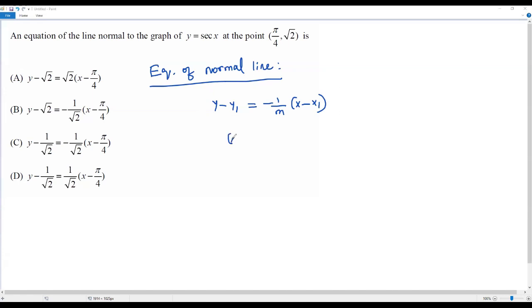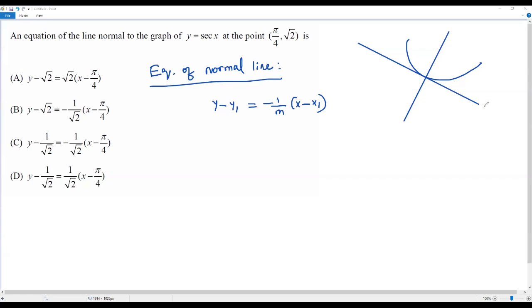Here x1 comma y1 is the point at which we draw the normal line to the graph, and negative 1 over m is the slope of the normal line. Actually, this m represents the slope of the tangent line. Let me draw the curve here. This is a curve, and now let me draw a tangent line to this curve. I've drawn the tangent line, and the normal line will be perpendicular to the tangent line.